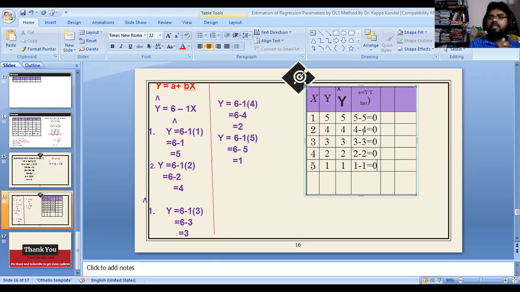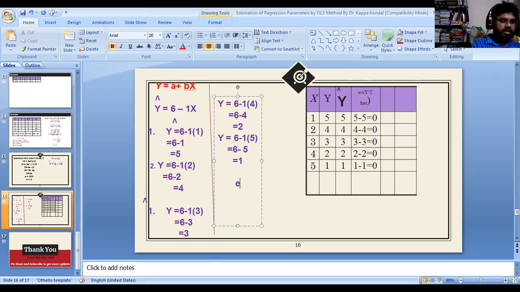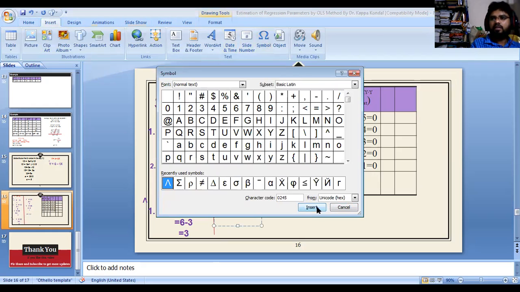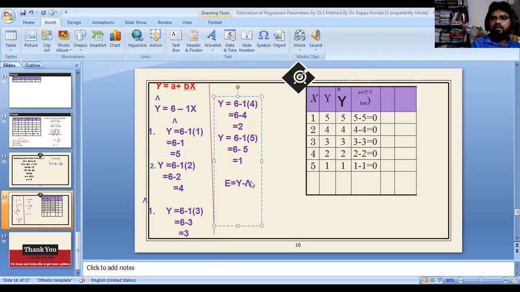Okay, the error is nothing but, see, error is equal to y minus y hat. So I'm going to insert the y hat symbol.